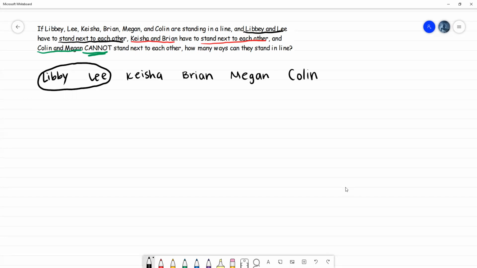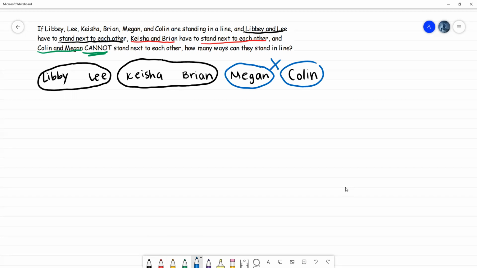And the same goes for Kesha and Brian. They have to be standing next to each other. But Megan and Colin cannot stand next to each other. So for cannot, I'm just going to put a big X. Circle these two individually because they can't stand next to each other. So the problem asks, how many ways can they stand in line?